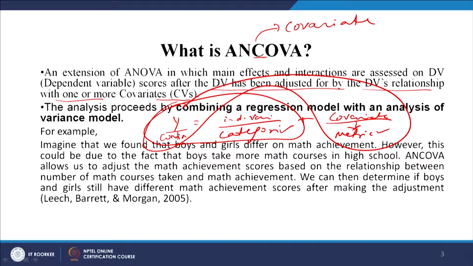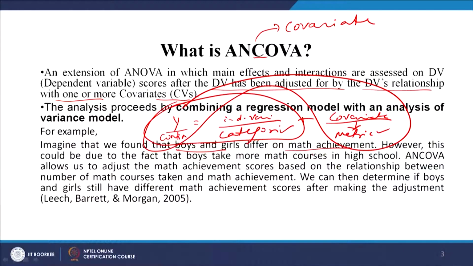Okay. For example, imagine that we found that boys and girls differ on the maths achievement, or the score of maths, how they perform in their maths. However, this could be due to the fact that boys take more maths courses in high school. That means boys take more maths courses due to pressure from family, or maybe they are interested. Generally we have seen that boys are more interested in mathematics, numbers, and girls in the more creative side like arts, drama and all. So, maybe boys take more maths courses in comparison to girls.